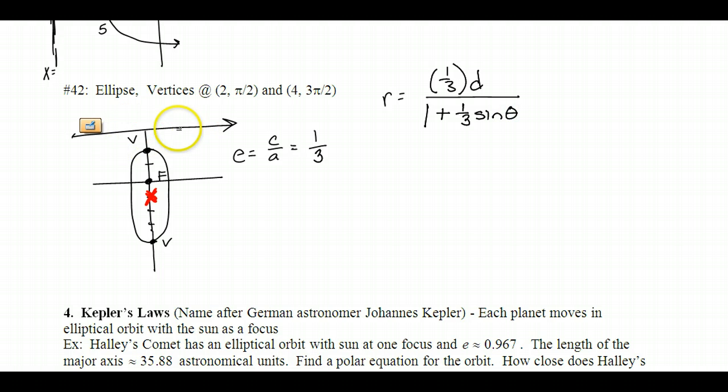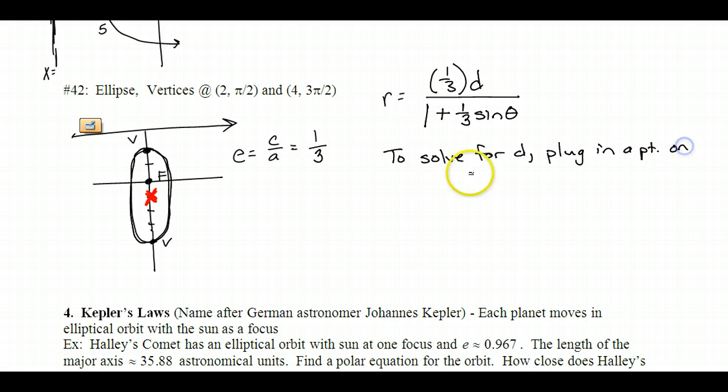Well, we specifically have to know what that exact distance is. And one way of doing this, in order to figure out what d is, we can plug in a point that is on our ellipse, and that can help us solve for d. So, to solve for d, plug in a point on the ellipse or any conic that you have.